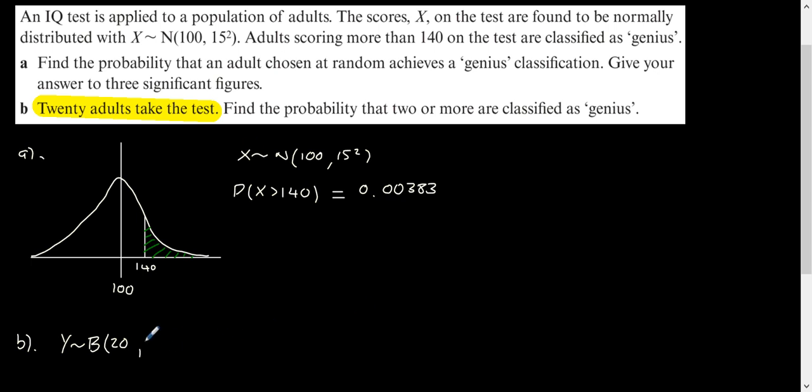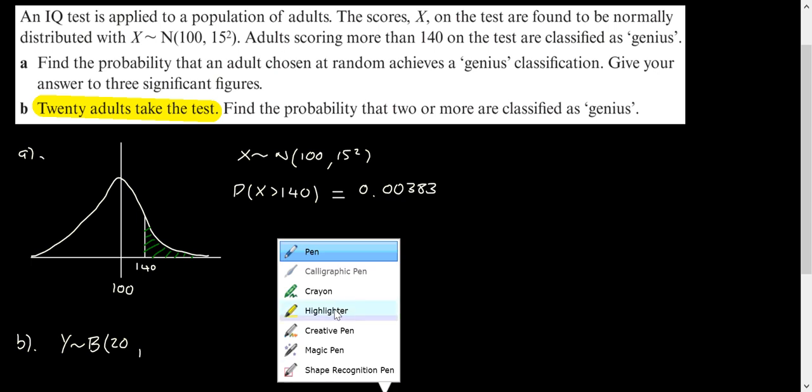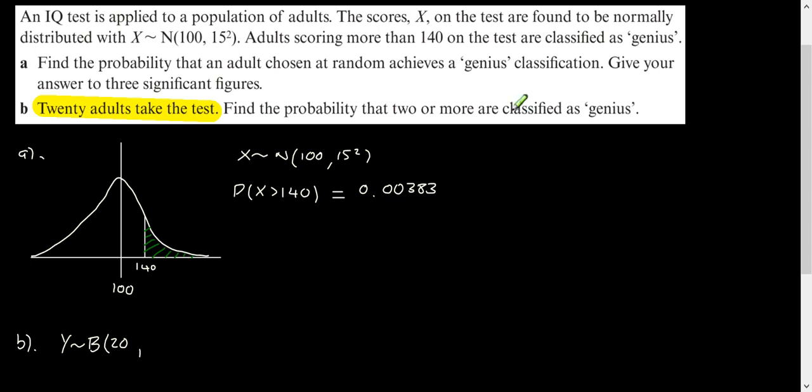And then if I was to think, right, what is the probability here? Well, what's the probability that 2 or more are classed as genius? So classifying as genius seems to me to be our success criteria. Okay, if you remember binomial distribution, you have success and not success.